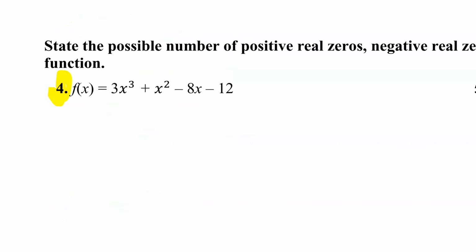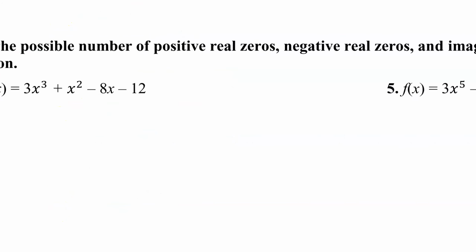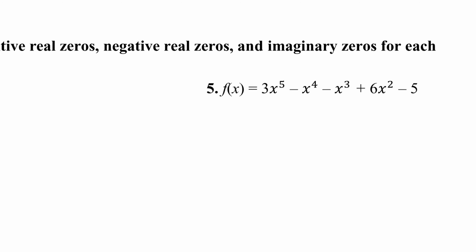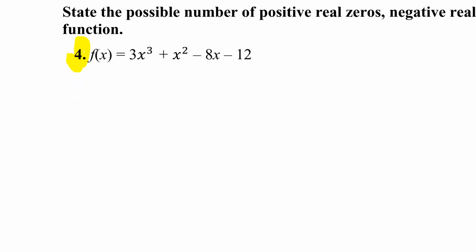So number 4, we're trying to state the possible number of real zeros, positive real zeros, negative real zeros, imaginary zeros for each function. So we're going to use Descartes' rule of signs, right? The number of positive roots is the easiest to find. You don't do anything to the function. You just look at the function and see how many times you switch signs. So I start positive, I switch to negative, and then I stay negative. So there's only one sign change. So there's only one possible positive real root.